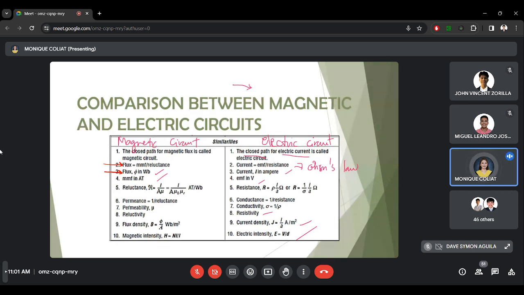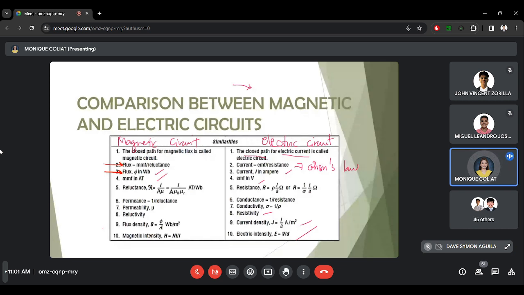Okay, so next is the permeance. Permeance is the reciprocal of reluctance. Here, it is the conductance, which is the reciprocal of resistance. Next is permeability. Here is conductivity. Then we have reluctivity. The other side is resistivity.